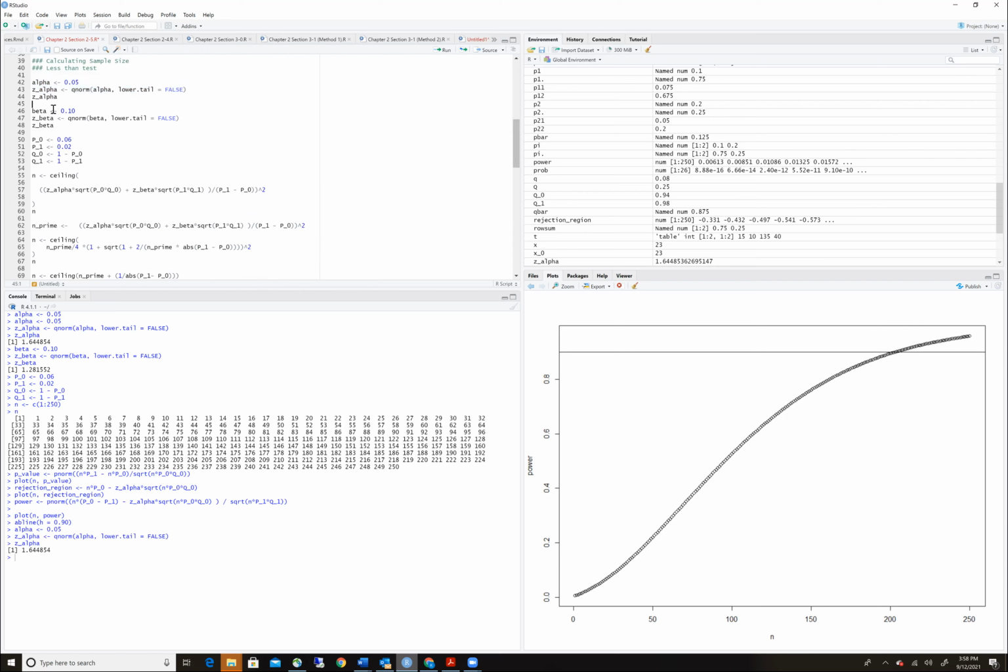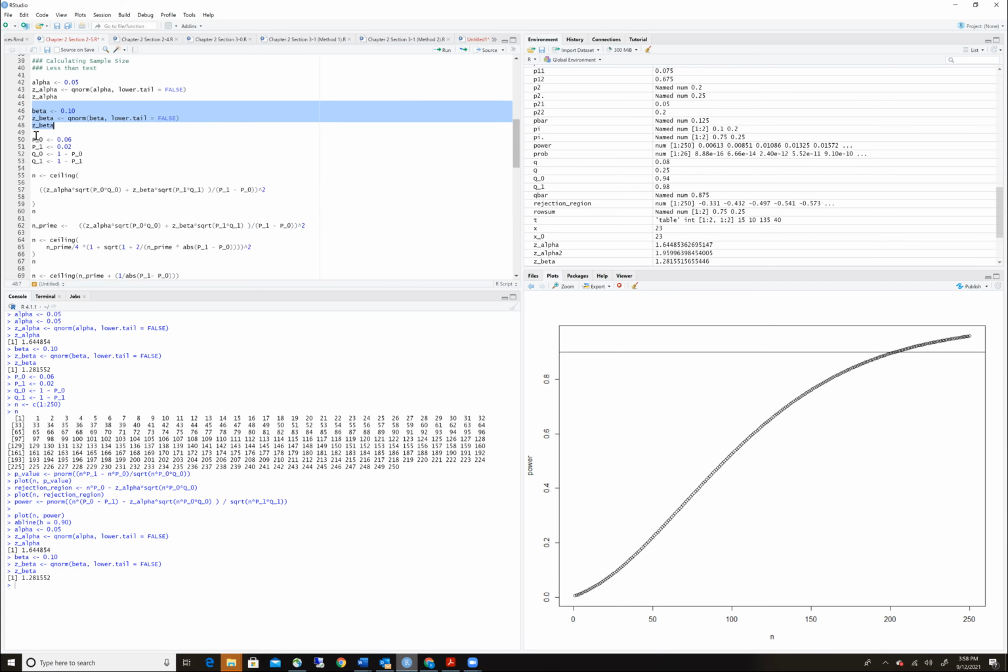1.645. And I can get my beta. If I want 90% power, then my beta, my probability of type 2 error, is going to be 0.10. Okay. I have the same setup of my hypothesized proportion versus what I saw in my sample. And there are some formulas in the book. Remember that we always round up for sample size. So that's why I'm using the ceiling function. The ceiling says no matter what you get, round that number up.